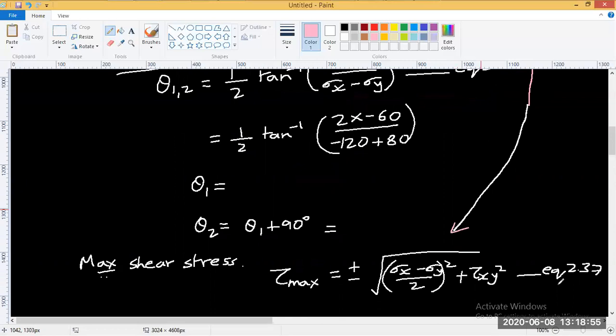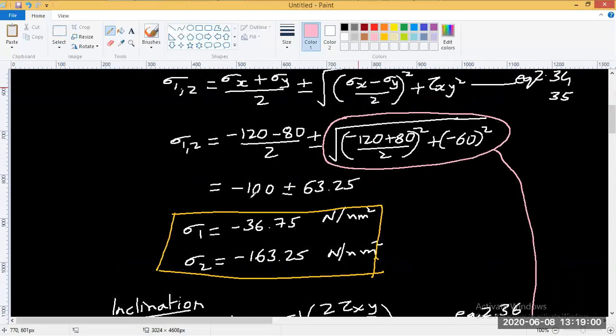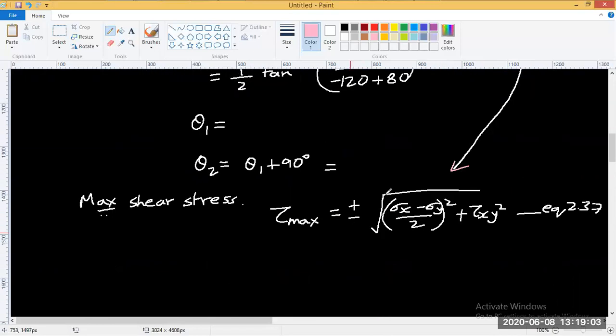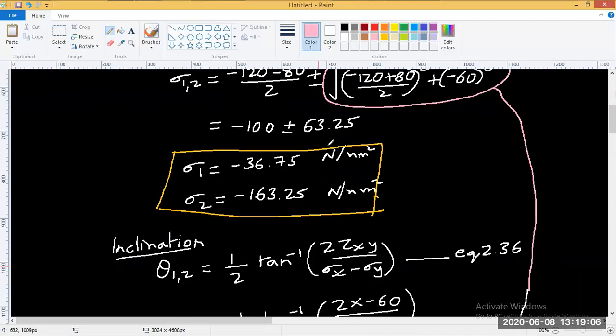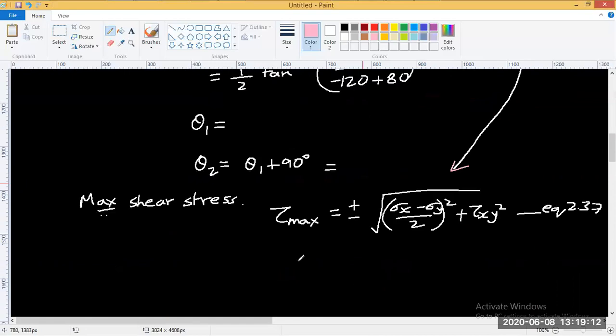Okay, that's nothing but the second part of the principal stress equation. You can see everything is the same. The only thing is the plus or minus before that. So we can just write this value here, 3.25, as it is. So tau max is 63.25 Newton per mm square. That is again plus or minus. Okay, so that's as simple as that. So that's our second answer.